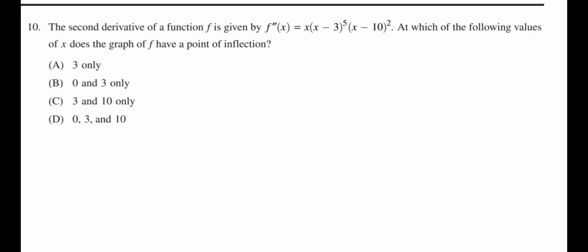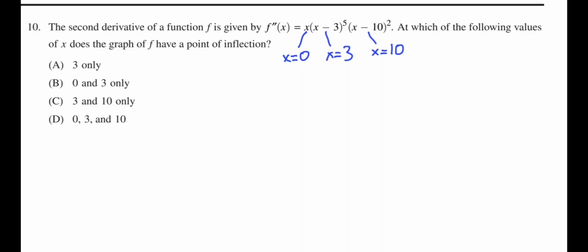Now, to get the potential candidates for the points of inflection, let's set the second derivative function that we're given equal to 0. And so the first zero would be x is equal to 0. The second zero would be x is equal to 3. And the third zero would be x is equal to 10. Now, these are just candidates at this point for the points of inflection. To check if these are going to be points of inflection, let's perform a second derivative test.